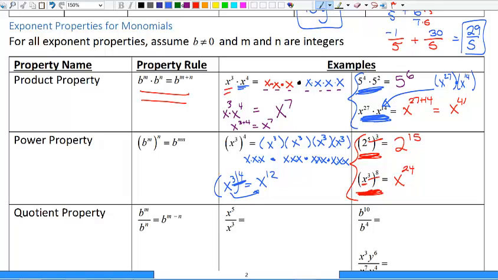The best indicator I have found is to count the number of bases. If you have two bases and two exponents, two bases being the same base and two exponents, that means you're going to add the exponents. Notice that the 4 and the 2 on this first example are kind of far away from each other, which means that you're going to add. They have a base in between them. Whereas down here, we had one base and two exponents. So when you have one base and two exponents, you multiply. If you have two bases and two exponents, that's when you add. So that's the biggest difference between the power and product properties.